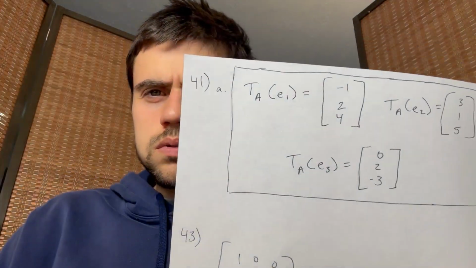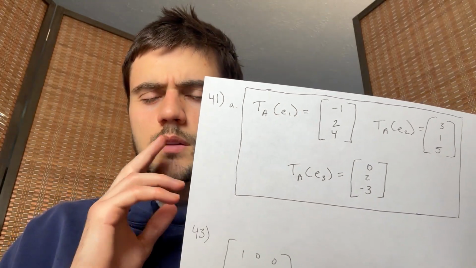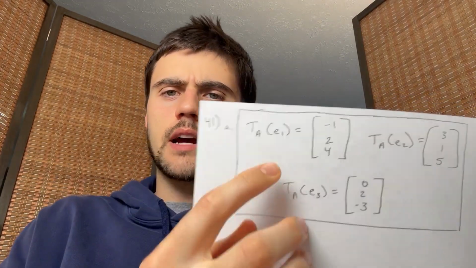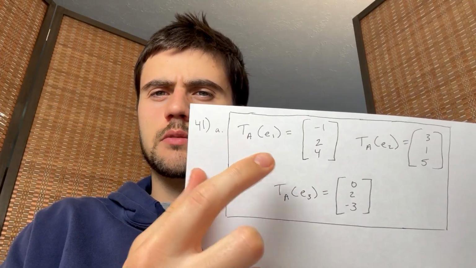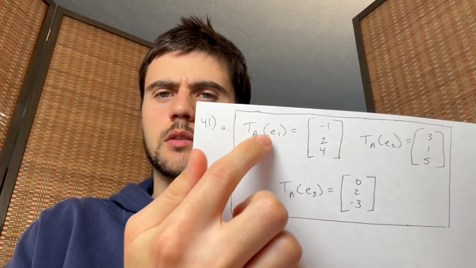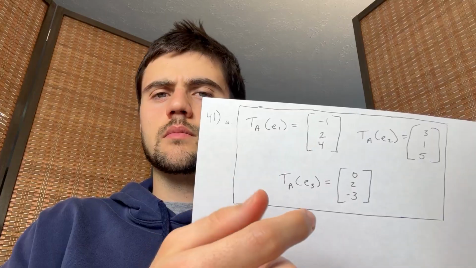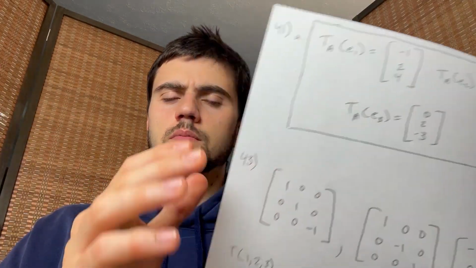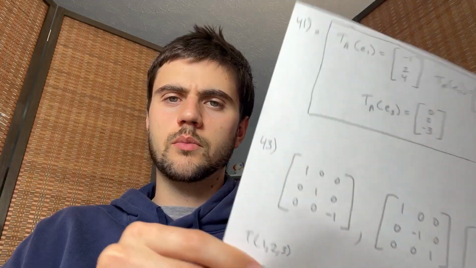41. This is based on a given standard matrix. Find these based on inspection. We can know that the columns are going to be E1, E2, and E3 based on the way you can partition them, the images of the standard basis vectors to get the standard matrix.